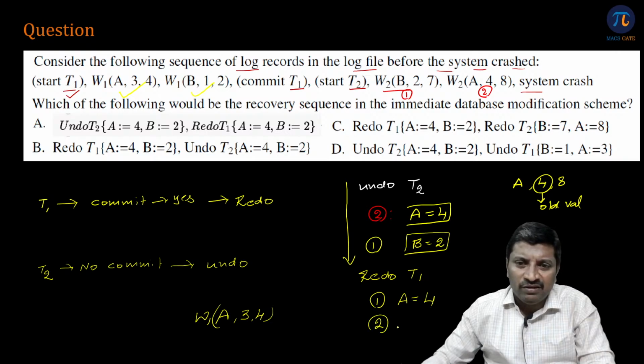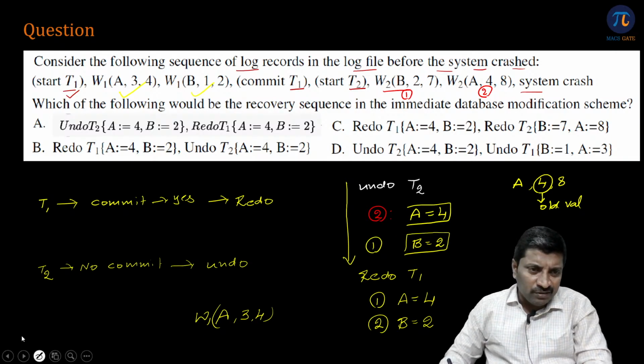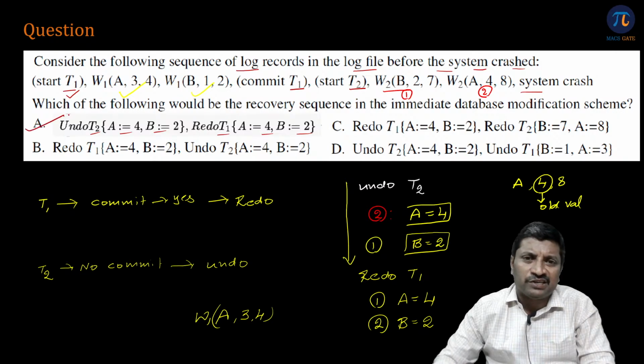What is the second one? For B, I need to write the new value. That's it. Now, which option is matching, sir? First undo T2. Fine. A equal to 4, B equal to 2. Redo T1. A equal to 4, B equal to 2. Yes, of course, it is directly correct.